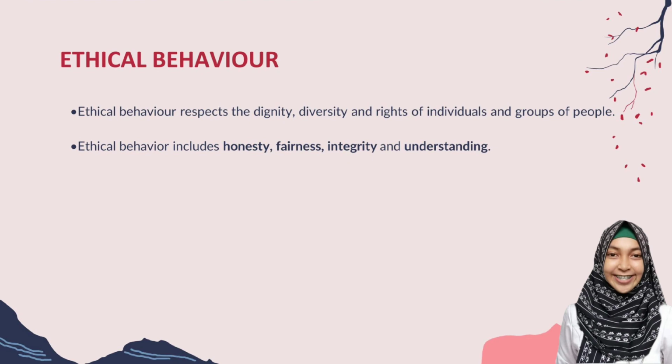Next is ethical behavior. Ethical behavior respects the dignity, diversity, and rights of individuals and groups of people. Ethical behavior includes honesty, fairness, integrity, and understanding. Examples of ethical behaviors in the workplace include obeying the company's rules, effective communication, taking responsibility, accountability, professionalism, trust, and mutual respect for your colleagues at work.